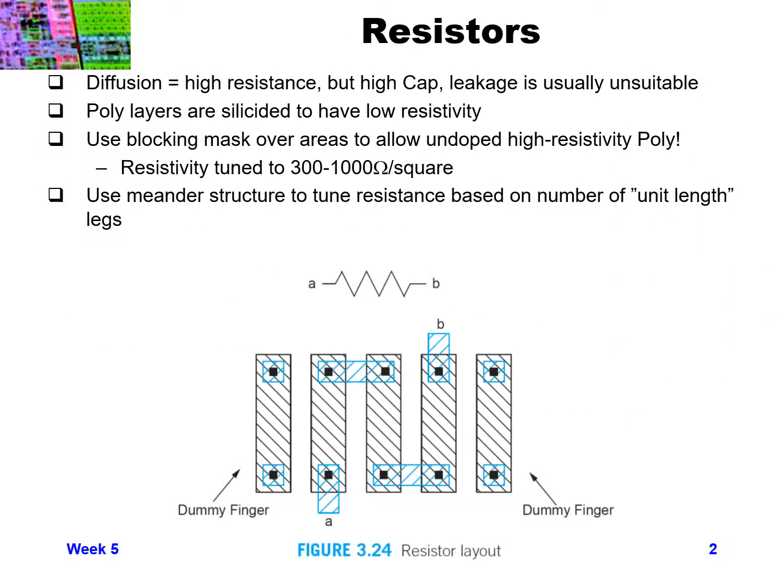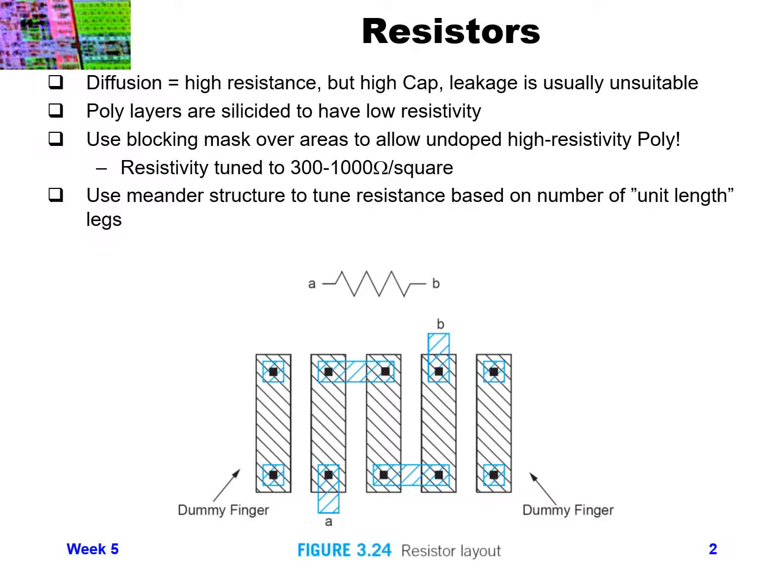Another common circuit element, of course, is a resistor, and there's a few different ways that we can create resistors. First of all, we could create resistors using diffusion layers. This can give us a high resistance, but the problem is we also get a high capacitance because our diffusion layer is a PN junction. So we need to create a reverse bias PN junction.